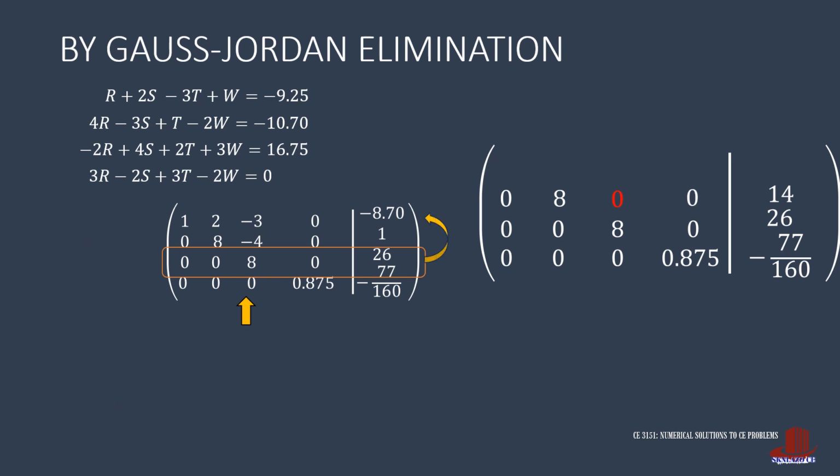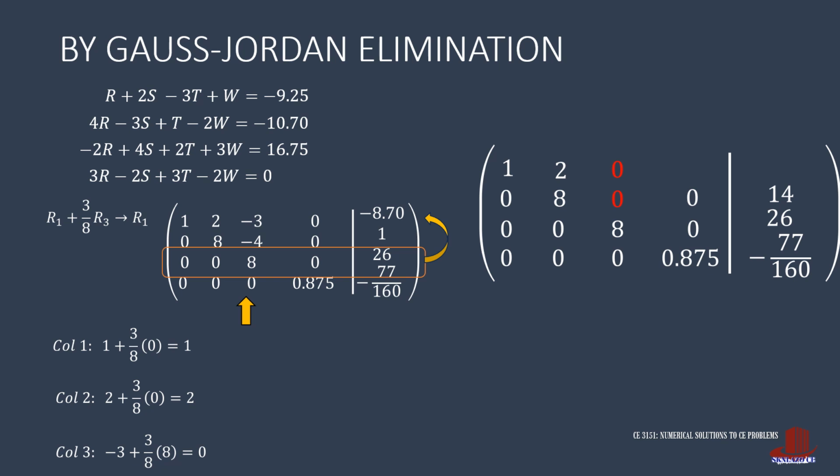Next is to focus on the first row. To eliminate element 1, 3, use the operation R1 plus 3/8 of R3 as the new R1. So for the first element, 1 plus 3/8 of 0 is 1. Next is 2 plus 3/8 of 0 leads to 2. The third element is negative 3 plus 3/8 of 8, giving 0. Then, 0 plus 3/8 of 0 is again 0. For the element in column 5, negative 8.7 plus 3/8 of 26 is 1.05.